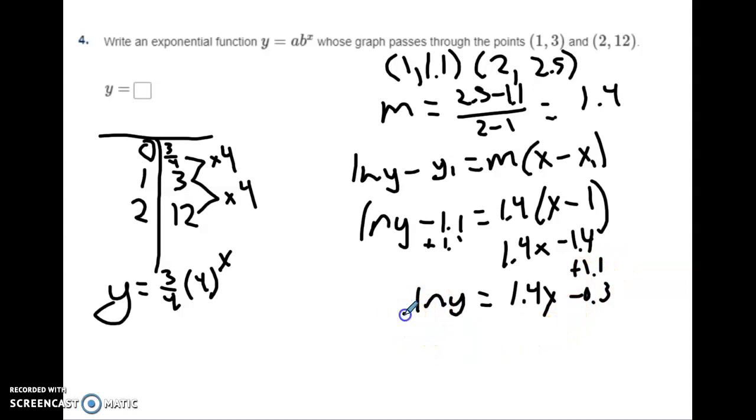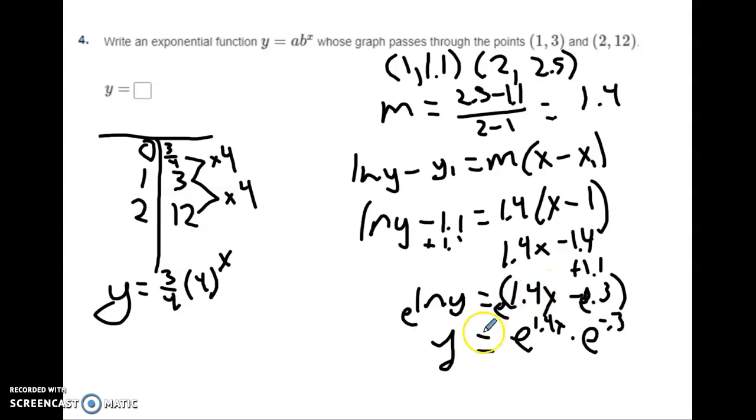Now, to get rid of the natural log, I'm going to raise everything to the e power. When I do this, this whole thing is raised to the e power. Or we could think of it like this: it's e to a sum, which is e to one part times e to the other. So then we have y equals e to the 1.4x times e to the negative 0.3. Then we grab a calculator, and we can figure out what e to the negative 0.3 is.